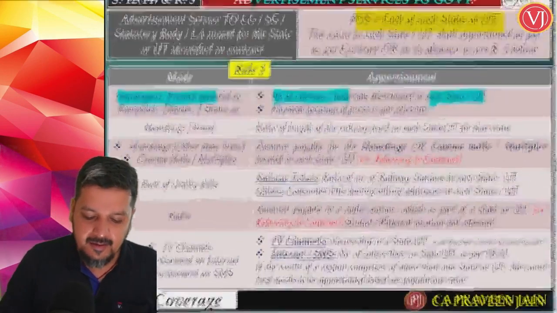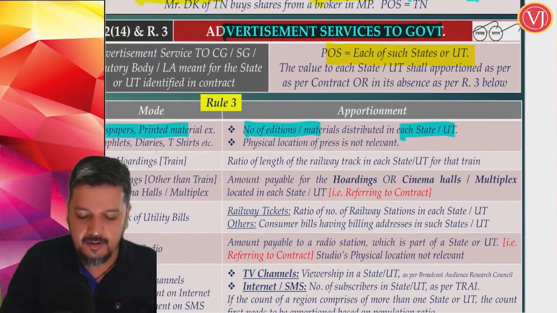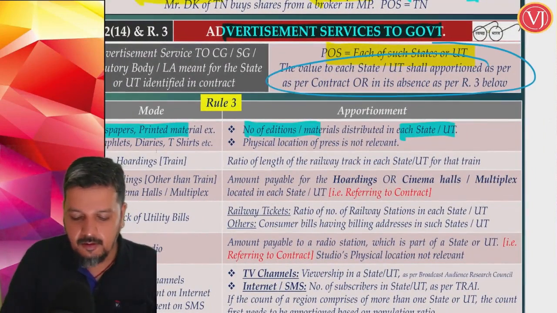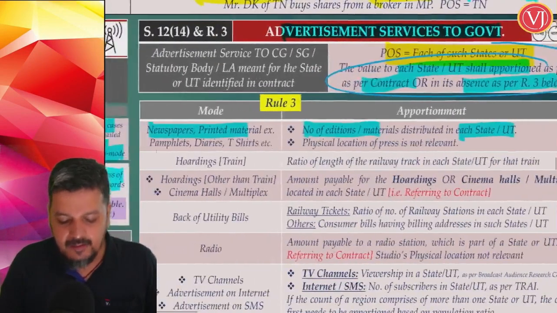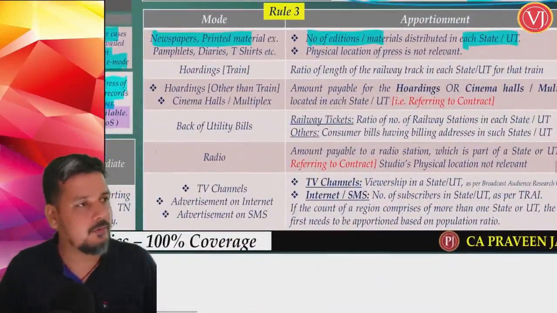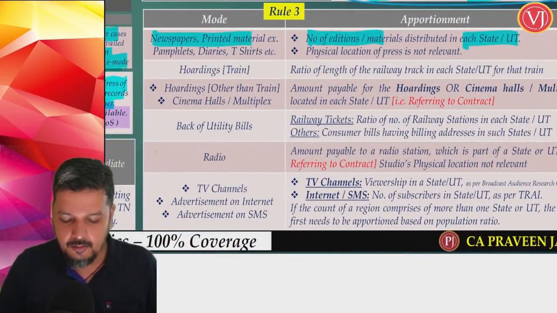Please understand that in all such cases where you have multiple answers, if the contract itself gives the split up, you go as per contract. If the contract is not giving the split up, you will take the help of rules.